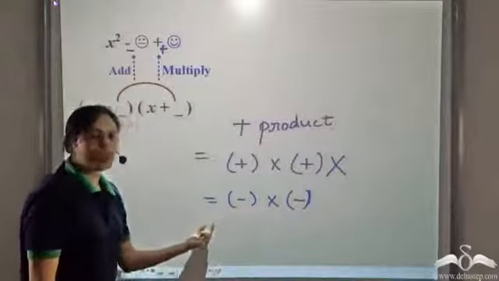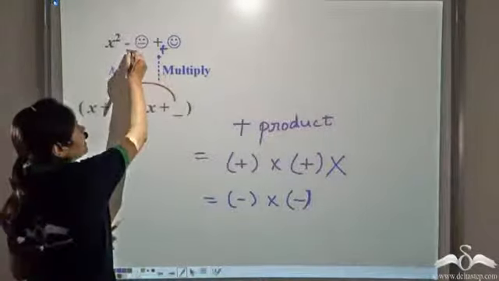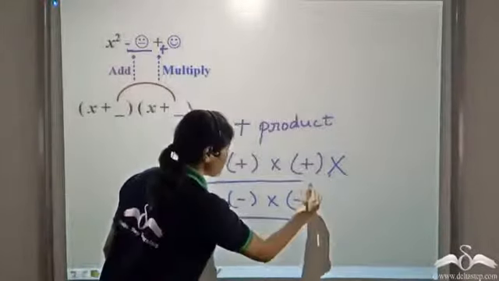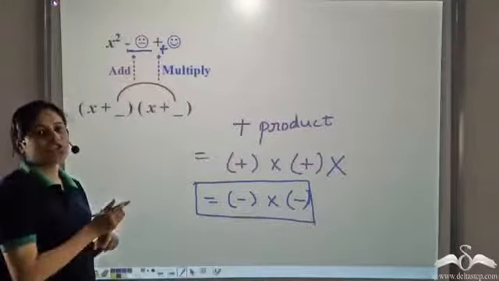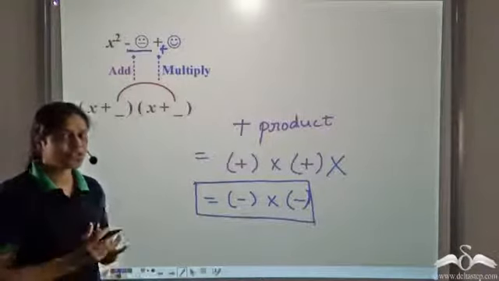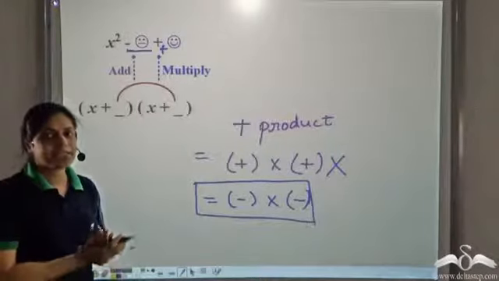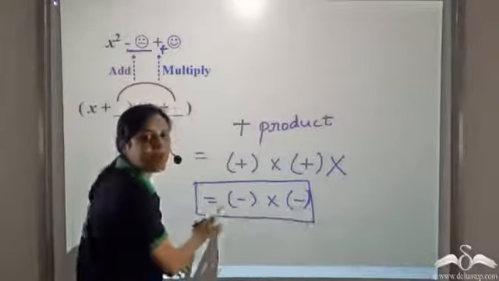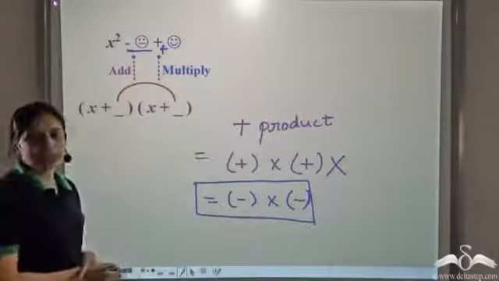What if you add two negative numbers? When you add two negative numbers, you get a negative number. So this is the only possibility which we need to consider. So when you have expressions of this type, where the last term is positive, but the coefficient of the middle term is negative, then we consider the factors such that both the factors are negative, because both negative factors will give this term as positive and this term as negative.